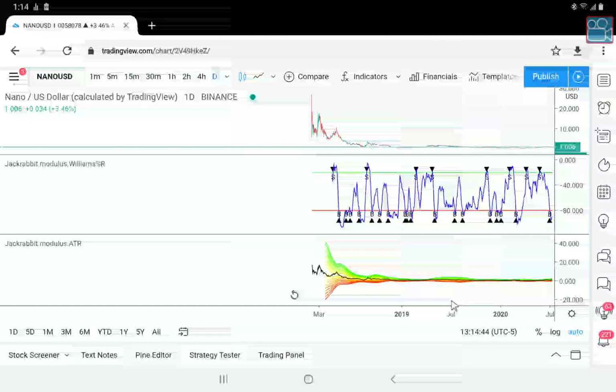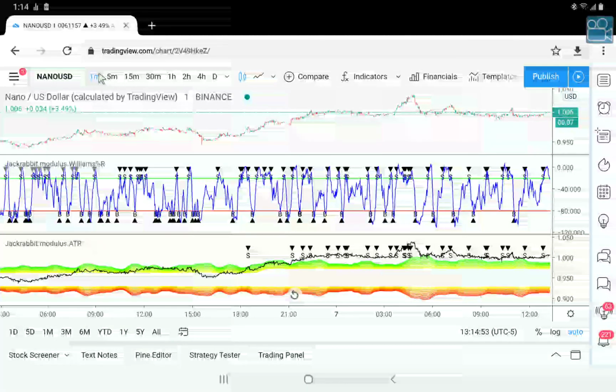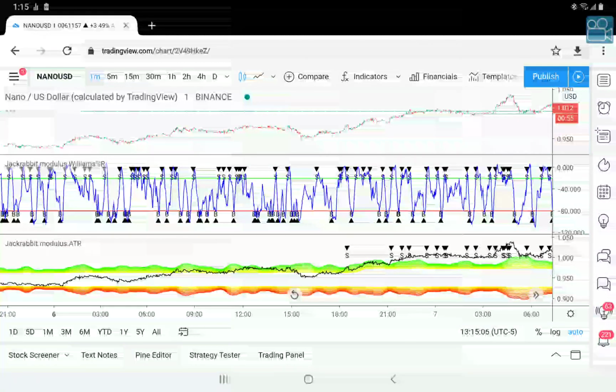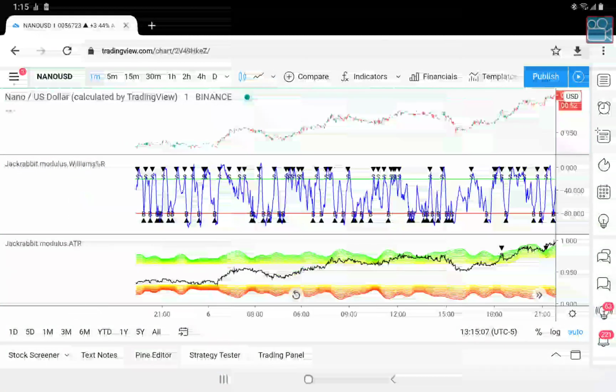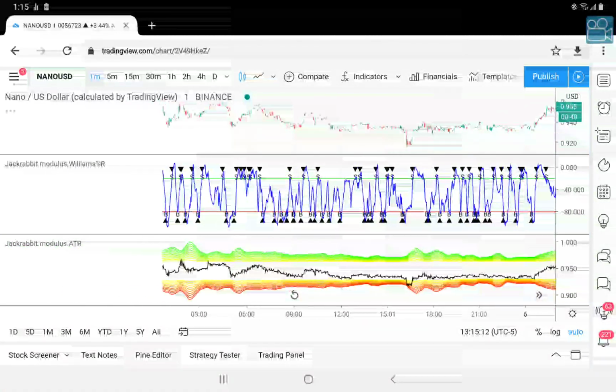So as you can see, paying attention to your time frame is important. Higher time frames will not give you better results. Lower time frames will not give you faster results. Here at the 1 minute, and as you can see, it doesn't trade any faster than the 5 minute.